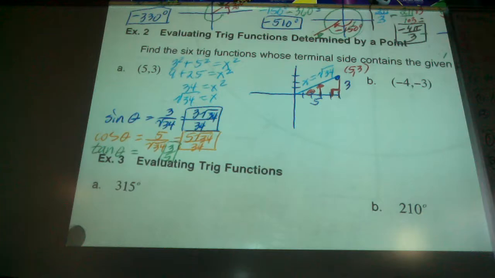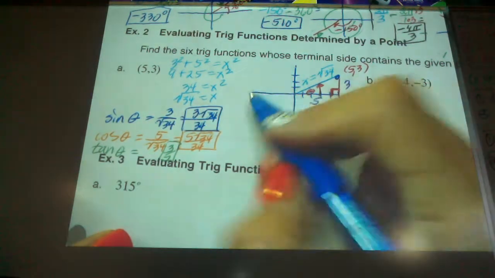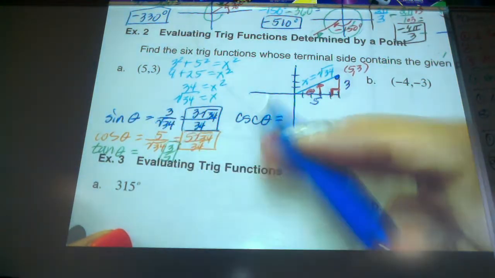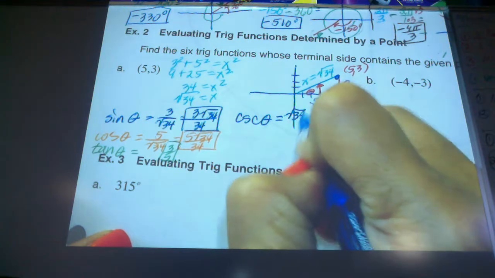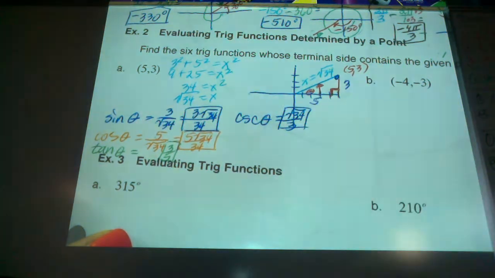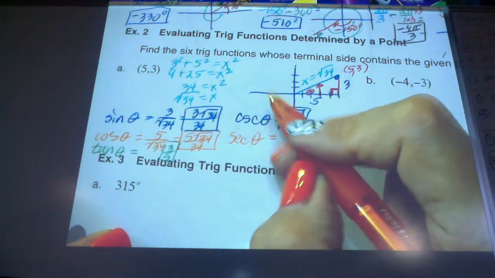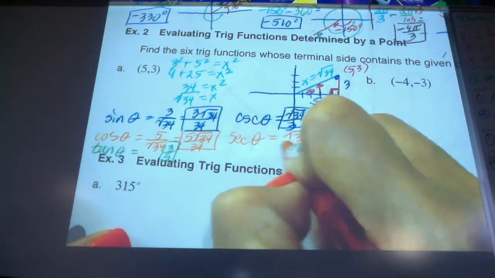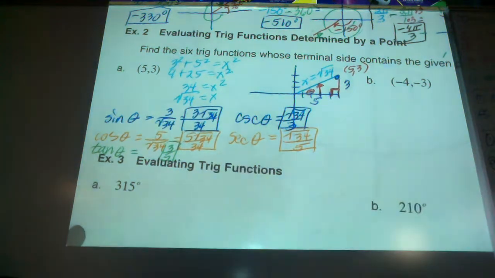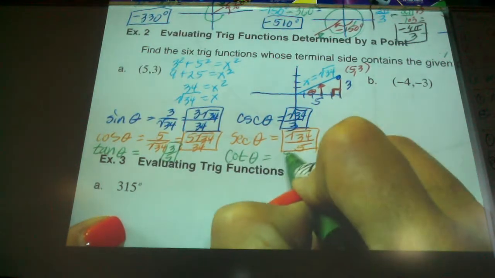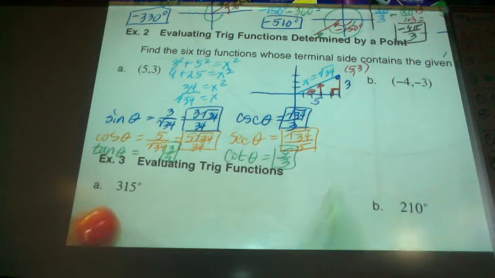Okay, so then, what is the inverse of sine? Cosecant. So cosecant of theta, again, I'm going to use the unrationalized one, much easier: square root of 34 over 3. And then secant of theta, don't forget the theta part, is square root of 34 over 5. So once you get the sides of your triangle, it's no different than what we were doing today. And then cotangent of theta is equal to 5/3. That's okay.